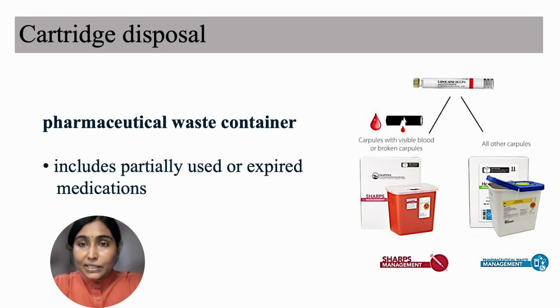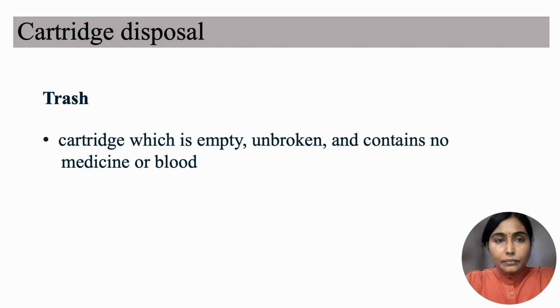If the cartridge contains medicine, it should be placed in a pharmaceutical waste container. This includes partially used or expired medications. So these carpules are disposed of as pharmaceutical waste and transported to a medical waste incinerator. That's the final point. There's another category called trash, and this includes cartridge which is empty, unbroken, and contains no medicine or blood. These are placed in trash.